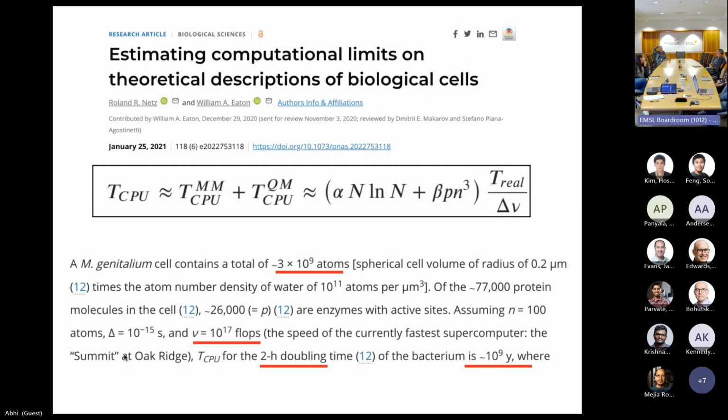Question. Yeah. So how important is the time step being equal to the example of femtoseconds you gave? What resolution do you lose? What accuracy or precision do you lose if you change the time step?